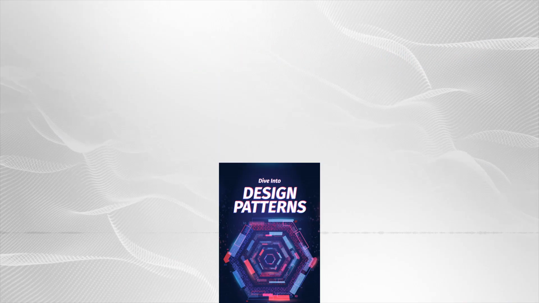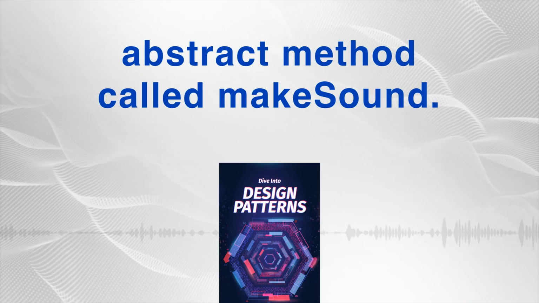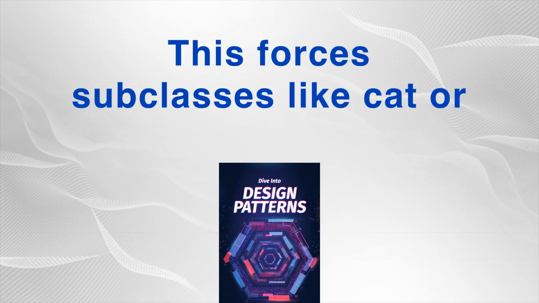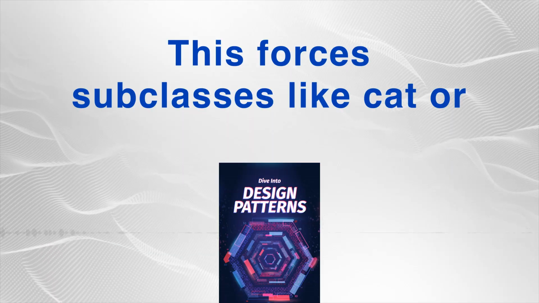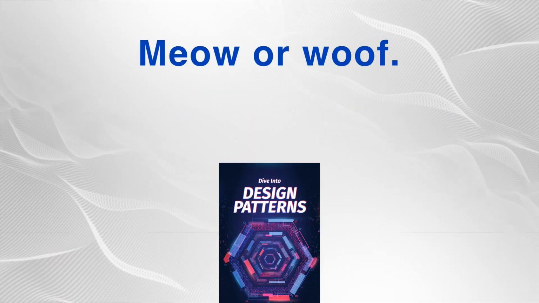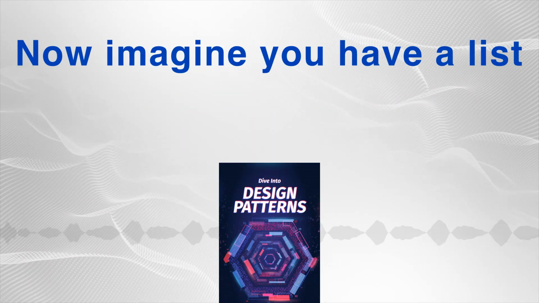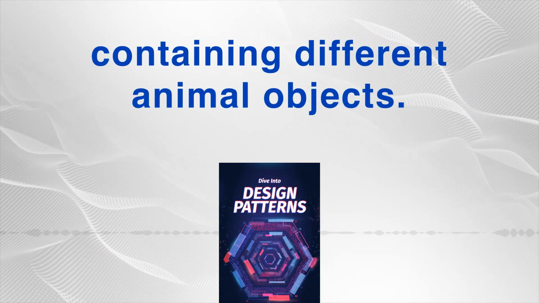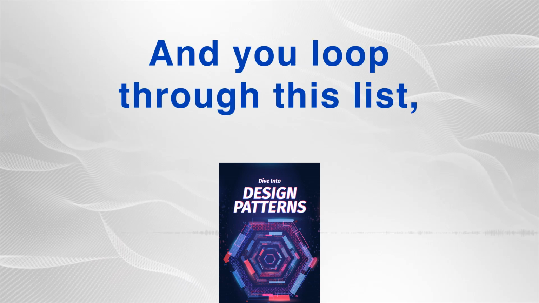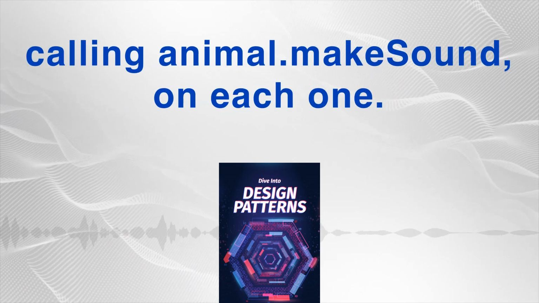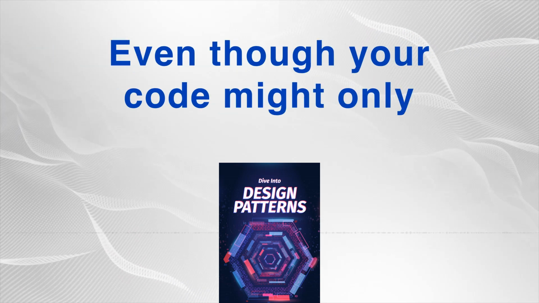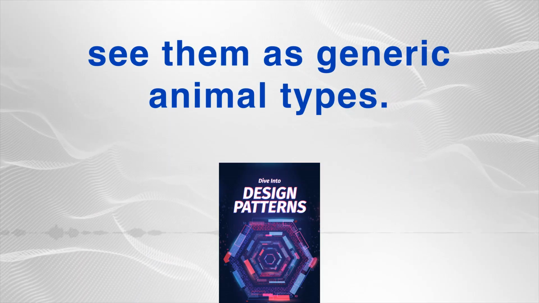Let's stick with animals. An animal superclass might have an abstract method called makeSound. This forces subclasses like cat or dog to provide their own version. Meow or woof. Now, imagine you have a list containing different animal objects. Just a mix of cats and dogs. A mix. And you loop through this list, calling animal.makeSound on each one, even though your code might only see them as generic animal types.